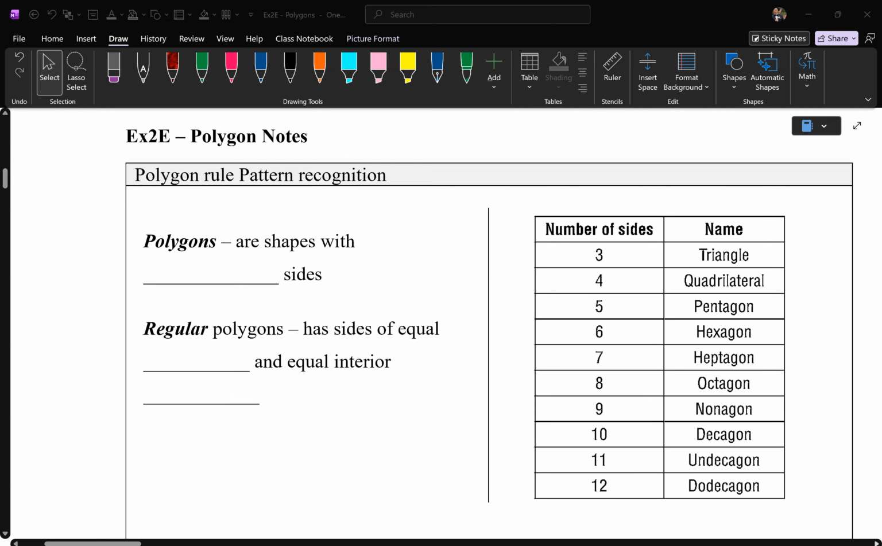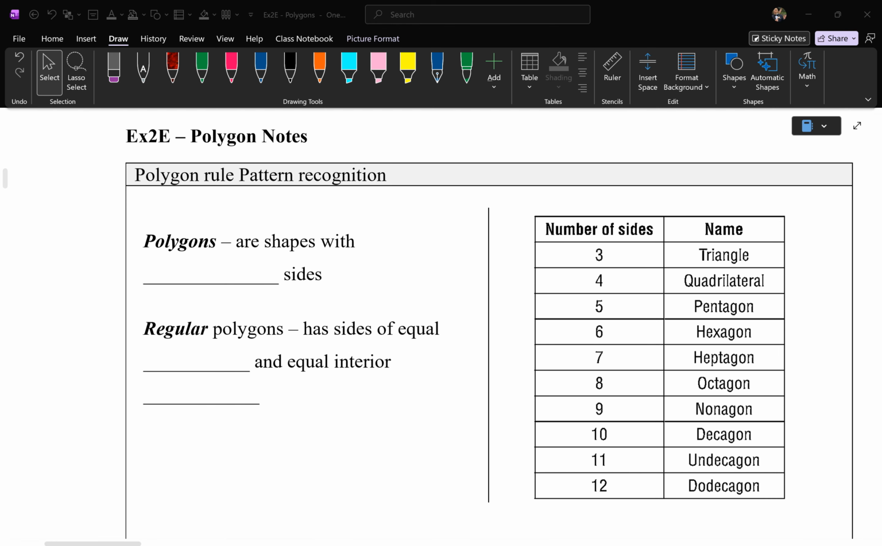Exercise 2E polygon notes. This one arguably would be one of the easier ones. Your hardest one is exercise 2B. So if you've done 2C, 2D, you'll find 2E pretty easy as well. If you haven't done them, make sure to do 2C and D before next week.